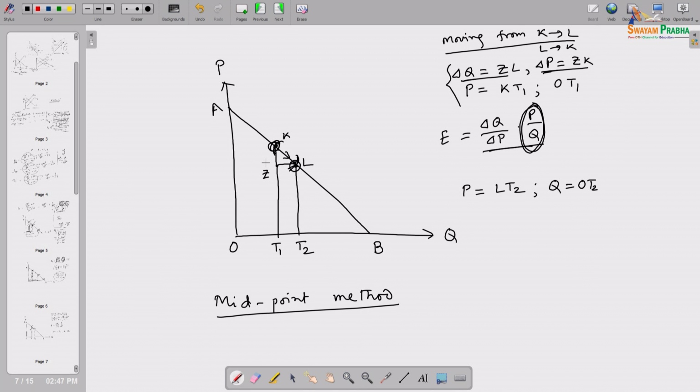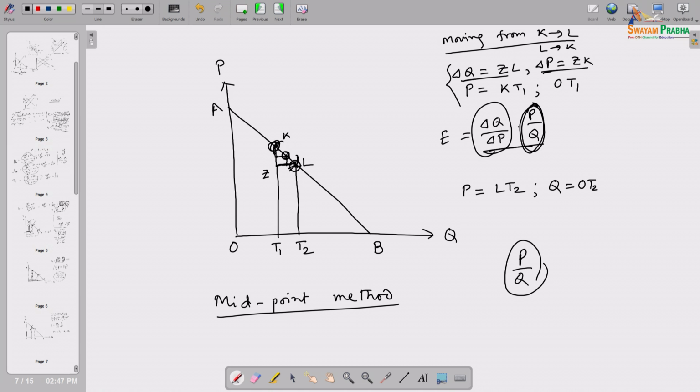So, to avoid that, we ask what the elasticity value is within this segment. Let us not take the P by Q ratio at point K, and let us also not consider the value at point L. Rather, let us consider the P by Q value at the midpoint between K and L. In any case, delta Q by delta P is constant along the entire line, because we have considered a straight line. So we take the middle of the two points.